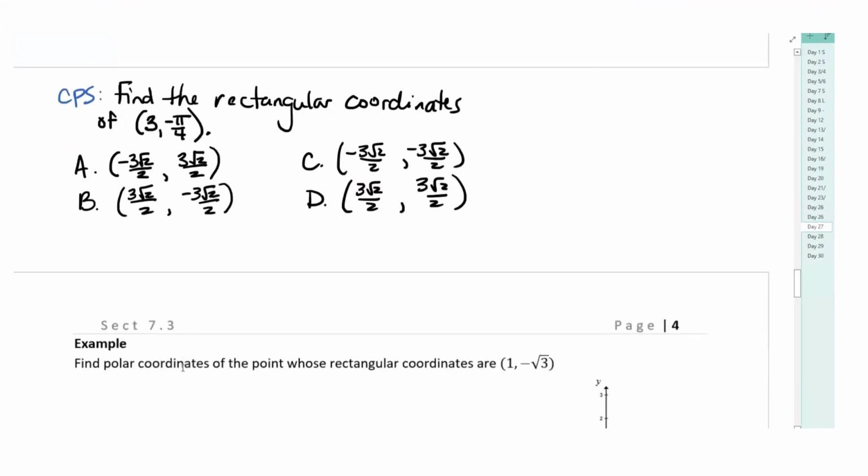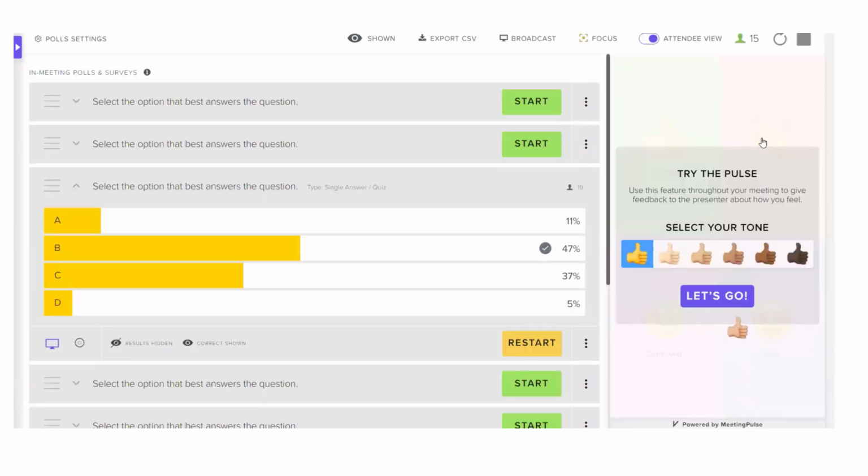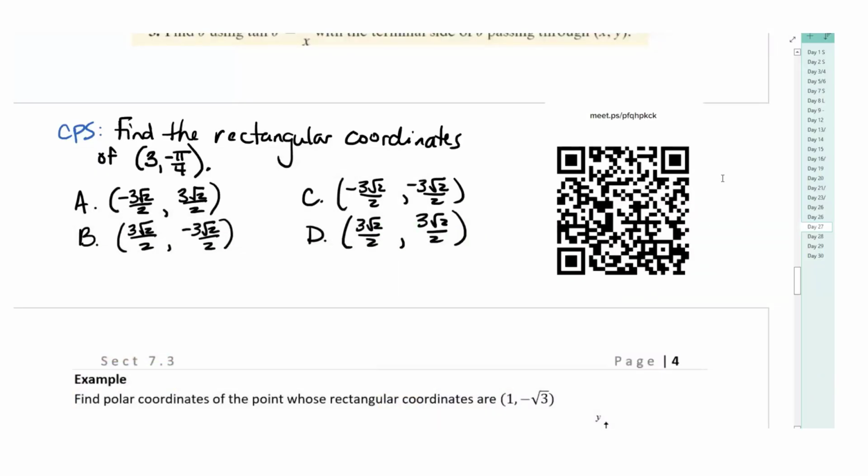Before we do, given the X Y, find the R theta, let's go ahead and do a survey. I have to set it up, but here's the question. All right, so the most popular choice was B, which is correct, but half of you got it wrong. So let's take a look at why B is the answer.